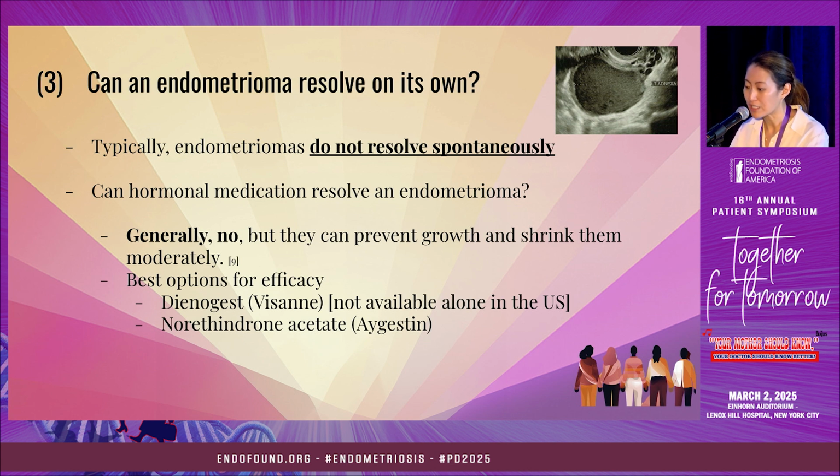Can hormonal medication help? Generally, no, it's not going to resolve the endometrioma, but it can prevent growth. It's a very important part of recurrence risk that I'm about to talk about, and it can shrink them moderately. If you have a very small endometrioma, you may be a candidate for medical management. Our best options, unfortunately the first one is not available in the US, is Dienogest, and the second one is norethindrone, which is a very strong progestin. Probably many of you are familiar with it.